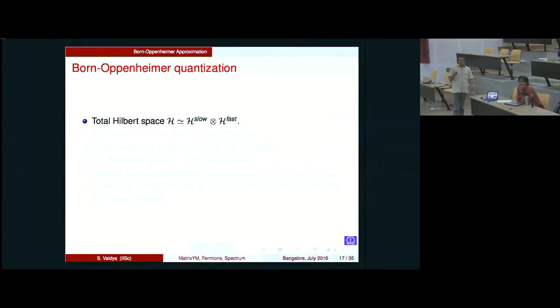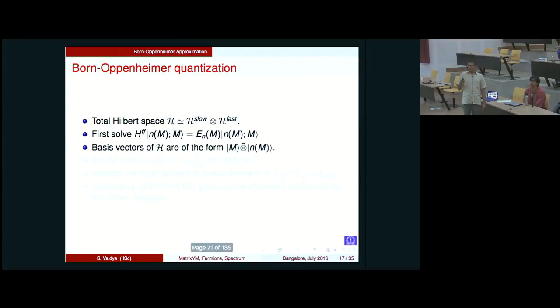Okay. So just a brief reminder of the Born-Oppenheimer approximation, and this is what it looks like for our case. The total Hilbert space is made up of the Hilbert space of the slow degrees of freedom tensored with the fast degrees of freedom. What we do is first solve this equation, looking for the eigenstates of the fast Hamiltonian. The basis vectors of the full Hilbert space are made up of one leg in H slow and these eigenstates. And I put a tensor product with a tilde just to remind me of the fact that these eigenstates depend on M itself.